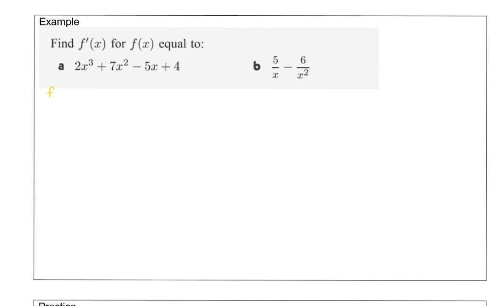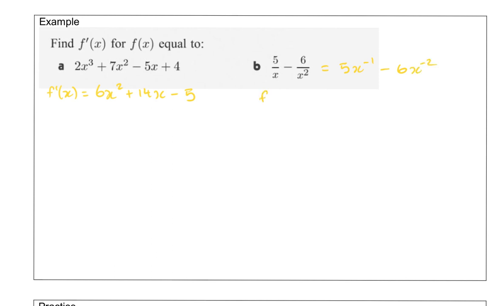So first question, we're going to bring the power down, bring the 3 down, decrease the power by 1. Bring the 2 down, decrease the power by 1, minus 5, and of course the 4, the constant, has a differentiated value of 0.